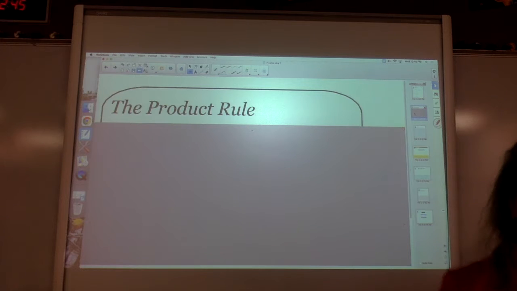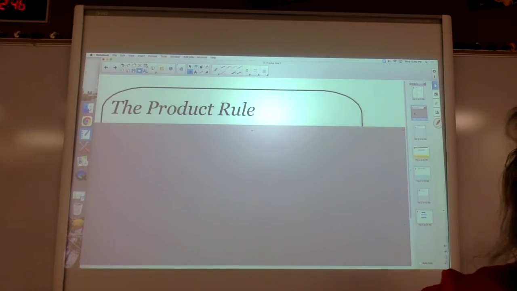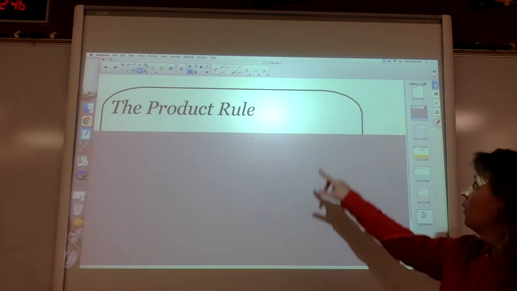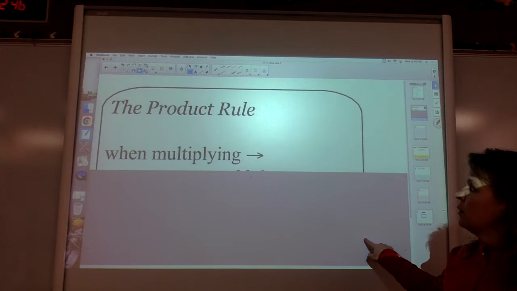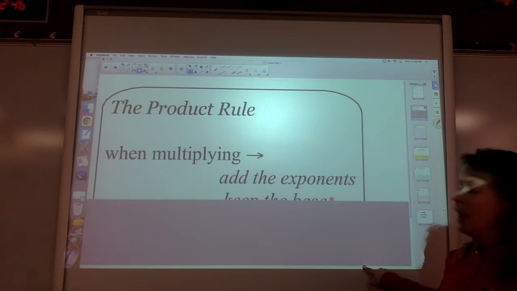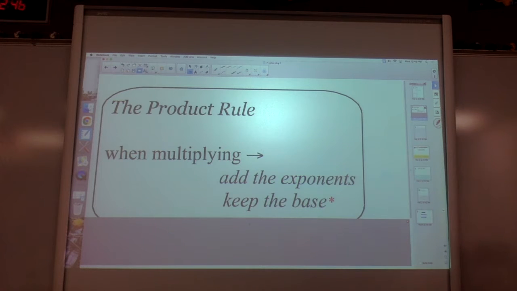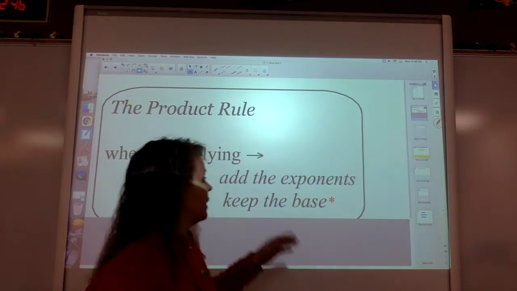So we're going to come up with the product rule. The product rule, reminder that product means multiply. And yeah, you can put a big old circle around the whole thing once you get it written right. When multiplying, add the exponents, keep the base. That's how you want it written.